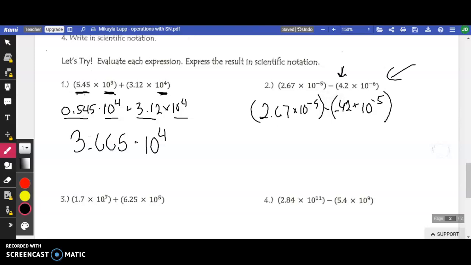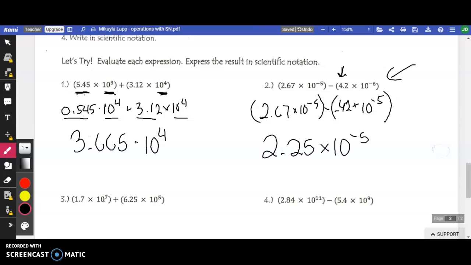So 2.67 minus 0.42 equals 2.25. And then we would have times our common 10 power, 10 to the negative fifth. Okay? All right. Again, if you had changed the negative 5 into a negative 6, that would have been fine.